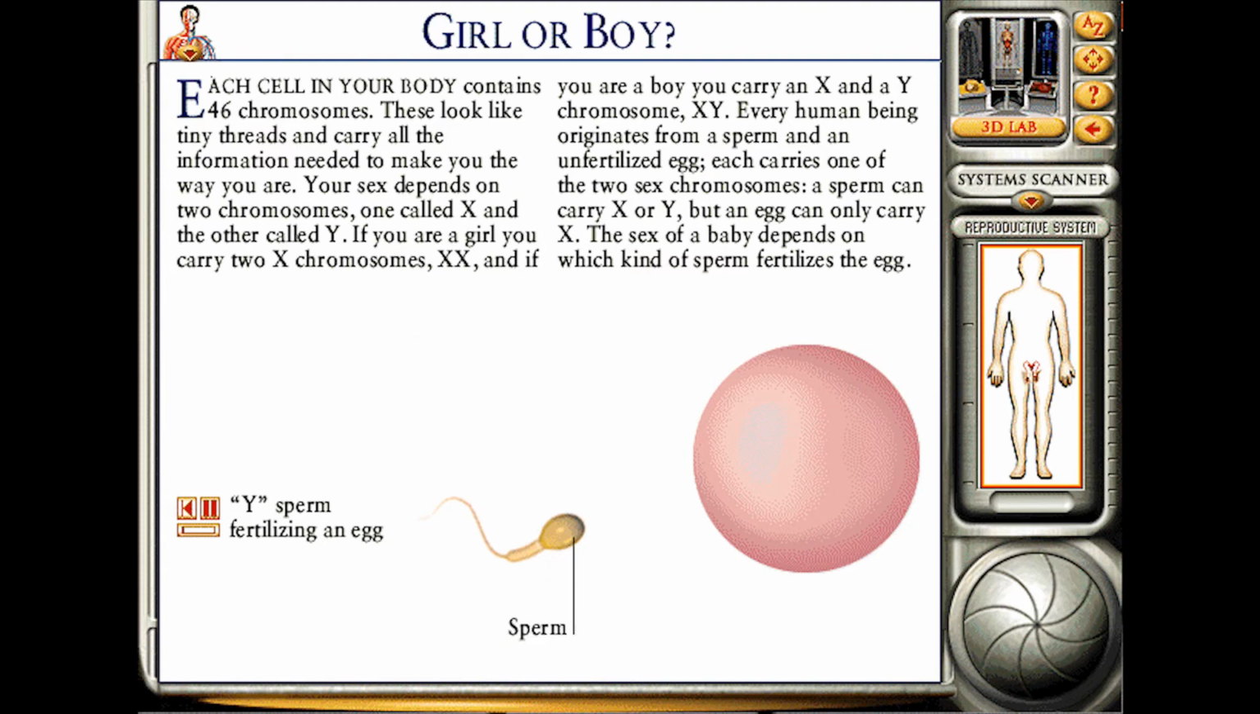A sperm carrying a Y chromosome penetrates an egg with an X chromosome. As the sperm fertilizes the egg, the 2 different sex chromosomes combine. This fertilized egg with both X and Y chromosomes will develop into a boy.